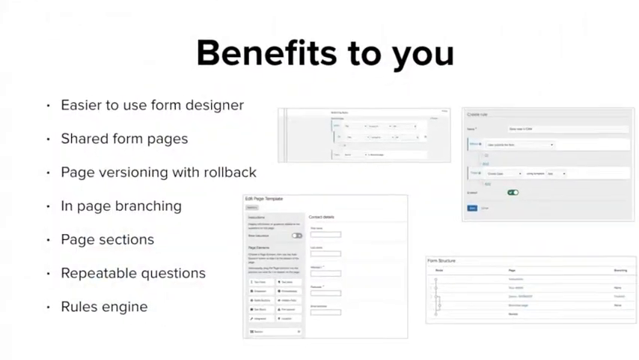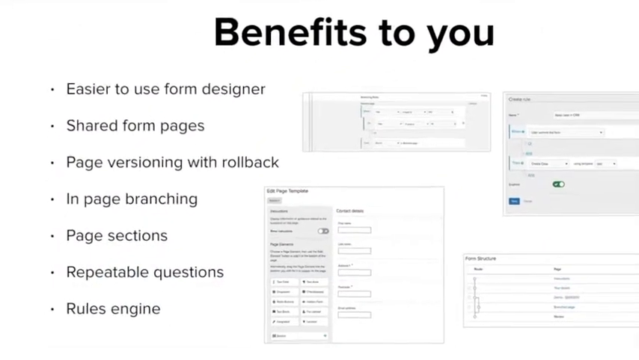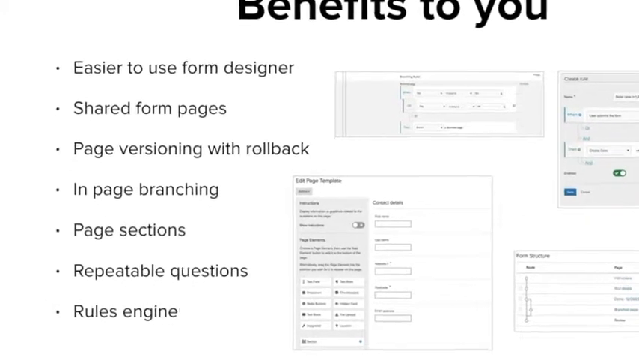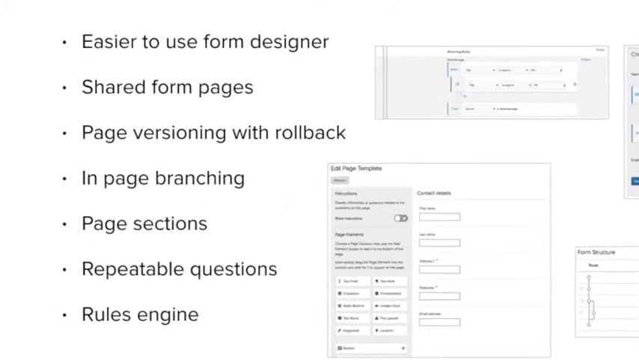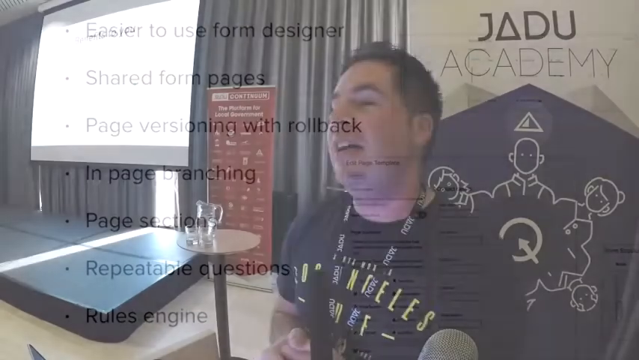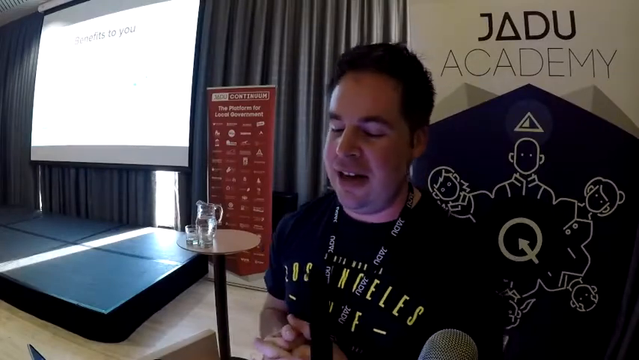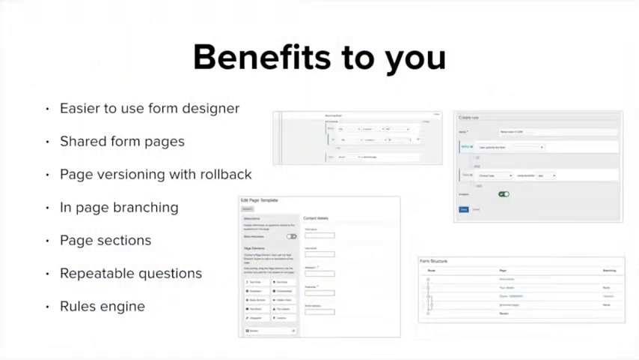In-page branching, it's a major sticking point in the current forms builder. It's there out of the box. It was the reason why we started redesigning it in the first place. It is there, and it's really simple to use. The in-page branching kind of goes hand in hand with page sections, so we can group questions together into a section. And we can show and hide that section, and we can do stuff with that section. And we can group them all together.